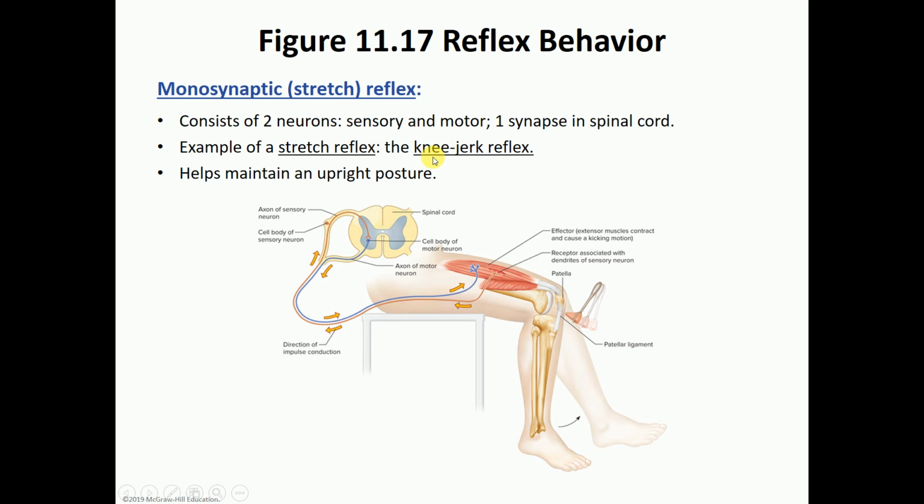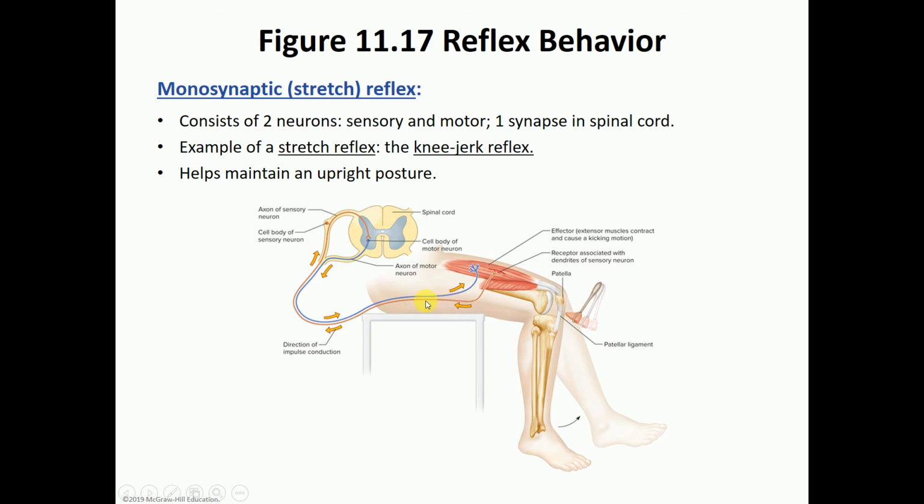And that is the reflex that I'm pretty sure all of us have done before, where you get tapped on the knee, okay, over on the patella. That stimulates the stretch receptors that are in that patellar ligament. It stretches also the stretch receptors that are found in the quadriceps muscle.